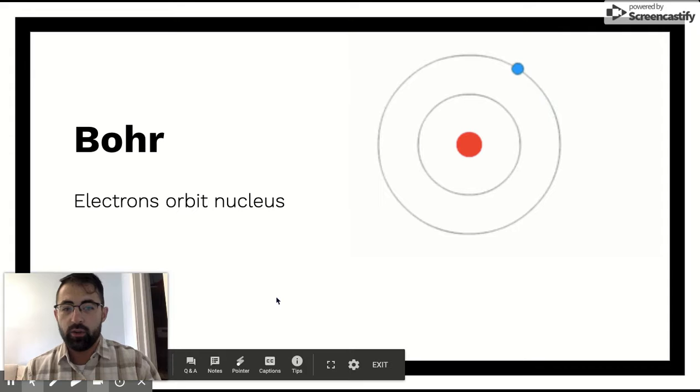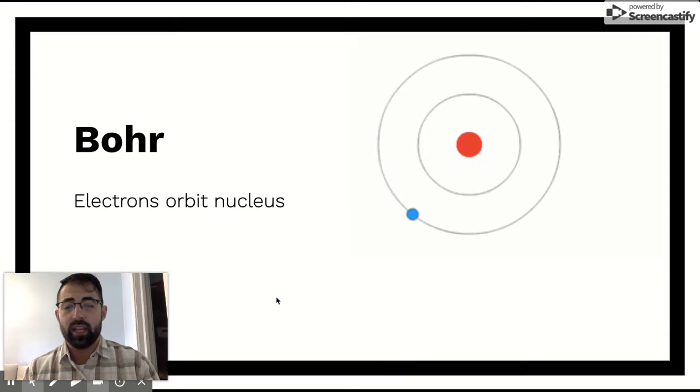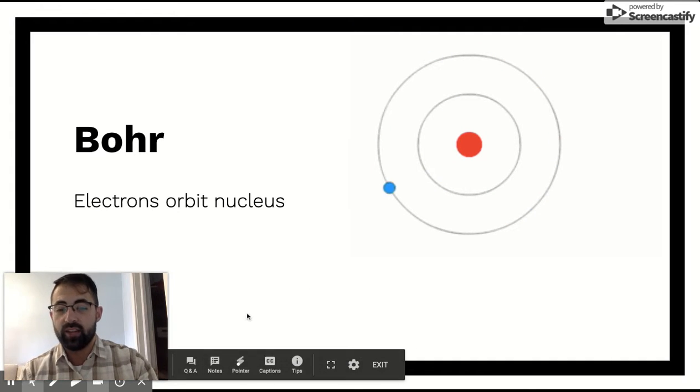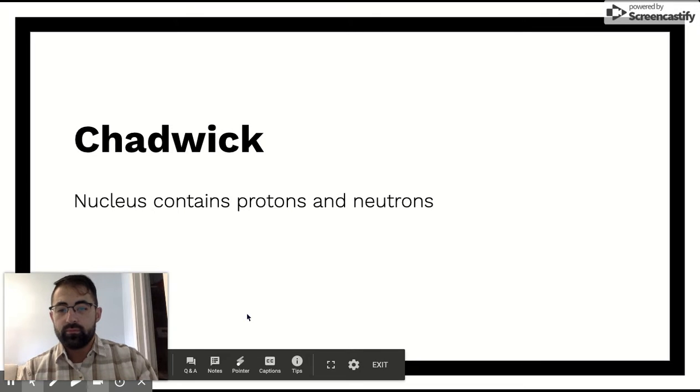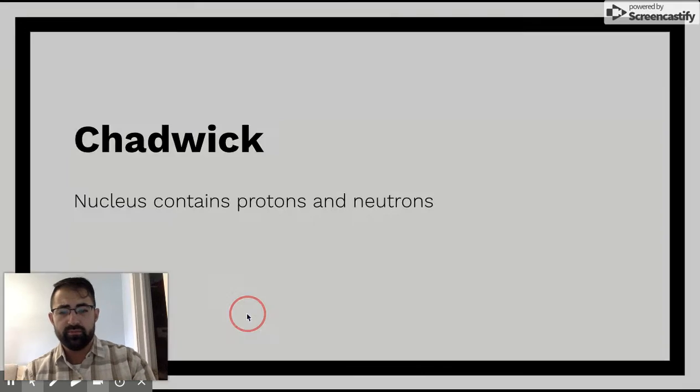Then Niels Bohr, who was one of the great scientists of the 20th century, realized electrons orbit the nucleus. They have definite energy levels. See, as the electron, the little blue spinning thing, jumps from inner to outer, we'll get back to why it's doing that with releasing energy another day. But the point being, Niels Bohr said electrons orbit the nucleus at definite energy levels. Chadwick determined the nucleus contains protons and neutrons.